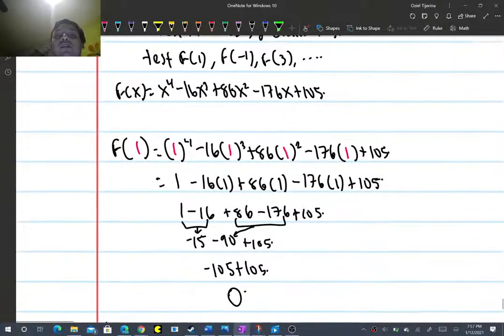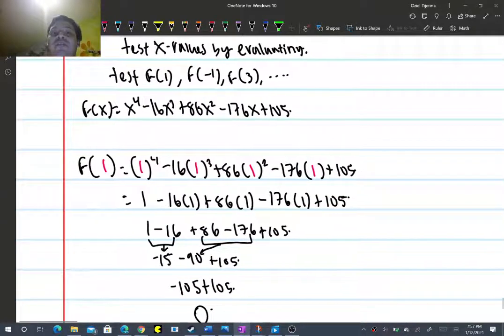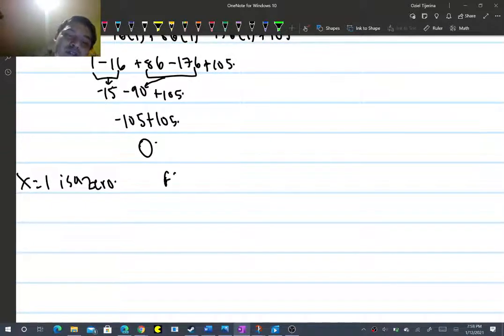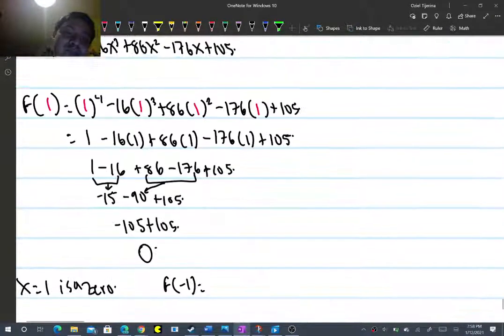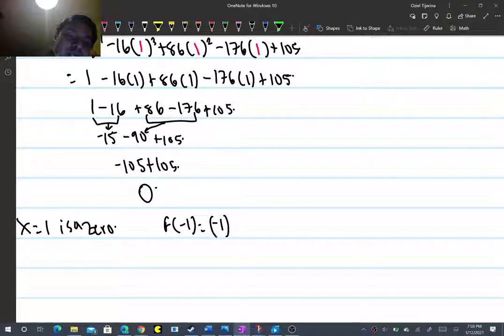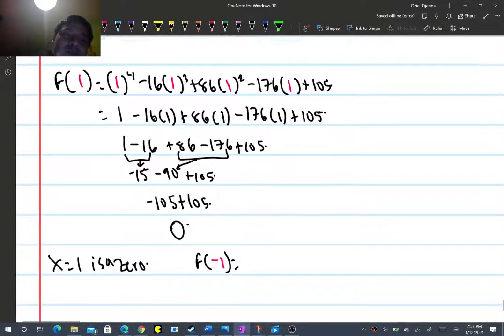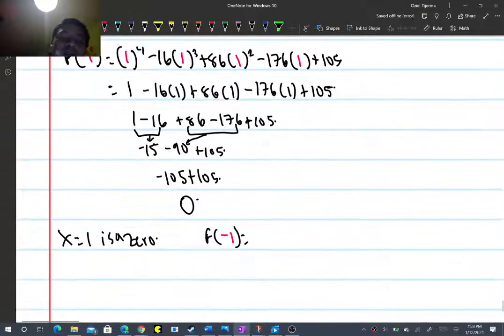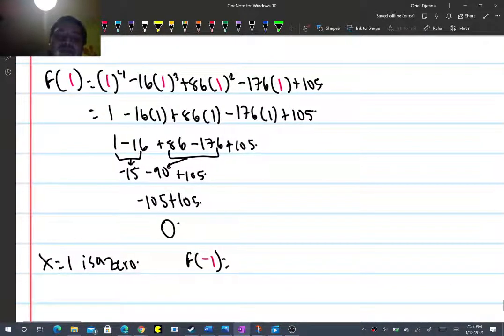However, that's not all we're doing. We want to do f of negative 1 as well to see if that's a 0 too. So we're going to do f of negative 1, so you're going to evaluate negative 1. And like I said, guys, this takes long, okay? I don't think that in algebra they would make you do this. If they do, I'm sure they have to give you a lot of time for it, because it takes practice, but it's also very time consuming.